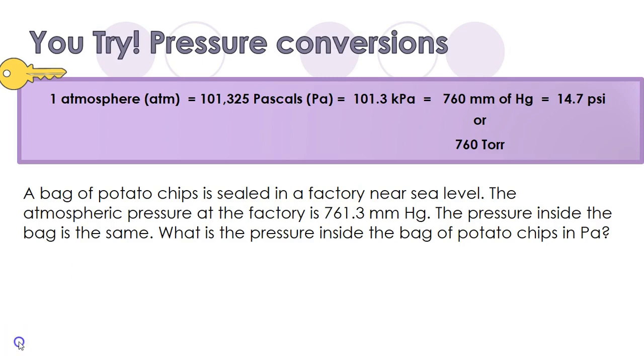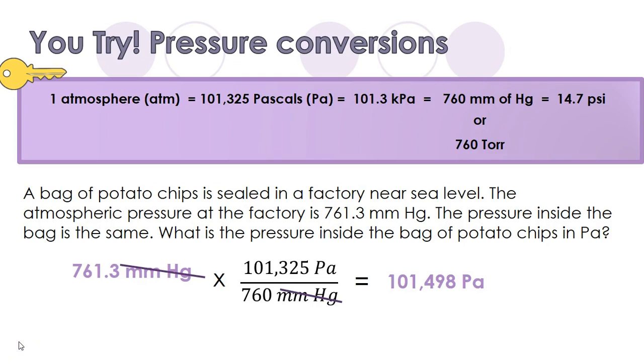Go ahead and try this you-try problem and come back to see if you get this pressure conversion problem correct. So this is the work for the pressure conversion. We're converting 761.3 millimeters of mercury into pascals. This is the conversion that comes from up here. We have 760 millimeters of mercury for every 101,325 pascals. When we do some conversions and cross out some units, we're going to see we're going to have this many pascals.